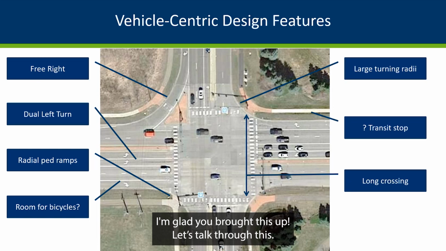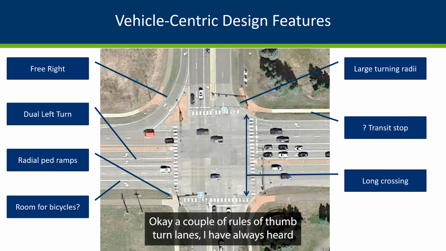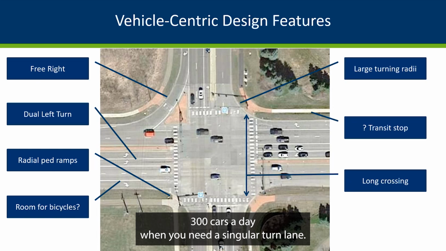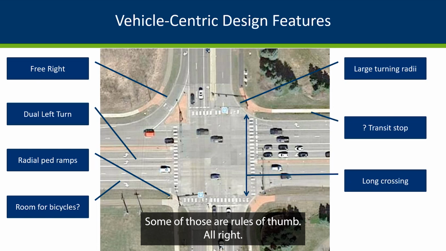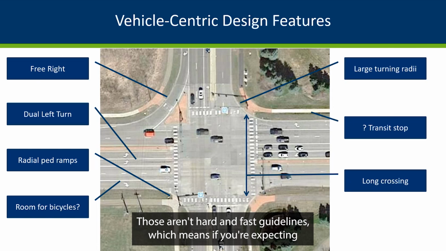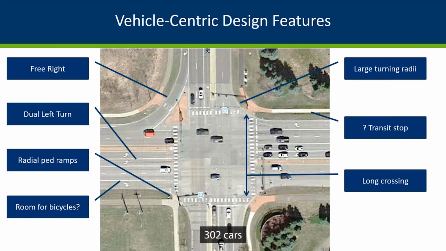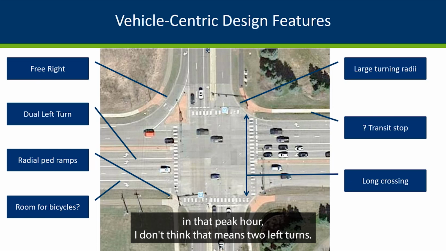Okay. I'm glad you brought this up. Yeah. Let's talk through this. Okay, a couple of rules of thumb, turn lanes. I've always heard 300 cars a day when you need a singular turn lane. And then the other rule of thumb that I've always heard, 600 cars a day turning is when you need your second turn lane. Okay, those are rules of thumb, though, right? Those aren't like hard and fast guidelines, which means if you're expecting 302 cars in that peak hour, I don't think that means 2 left turn lanes.